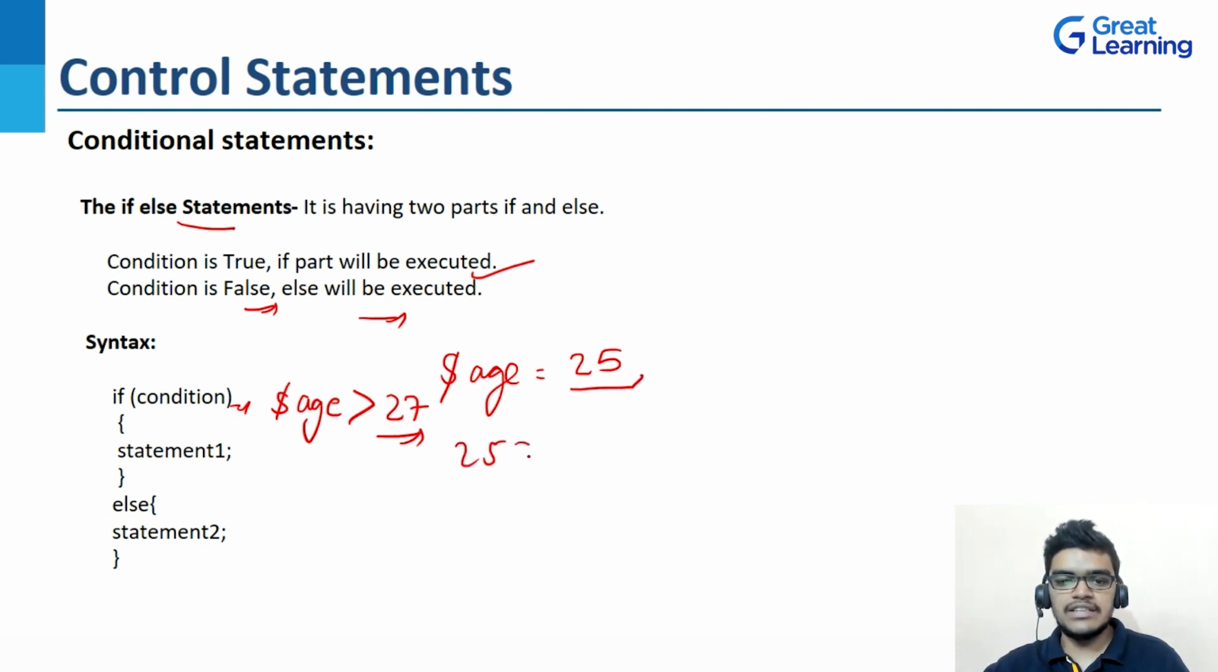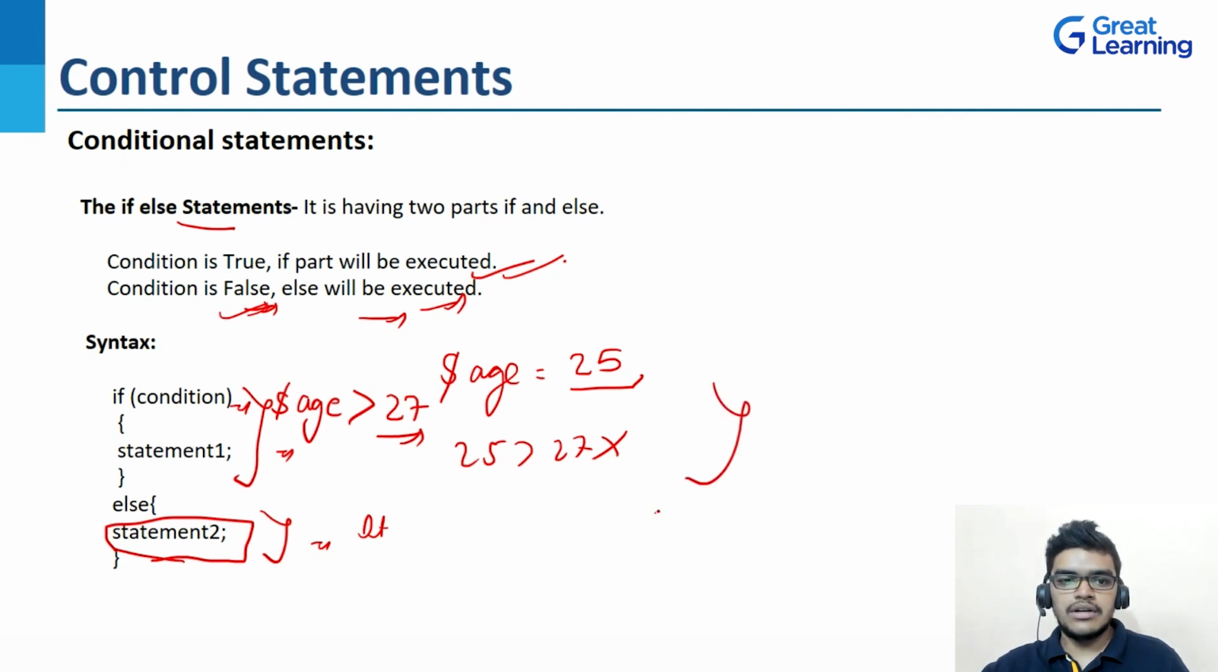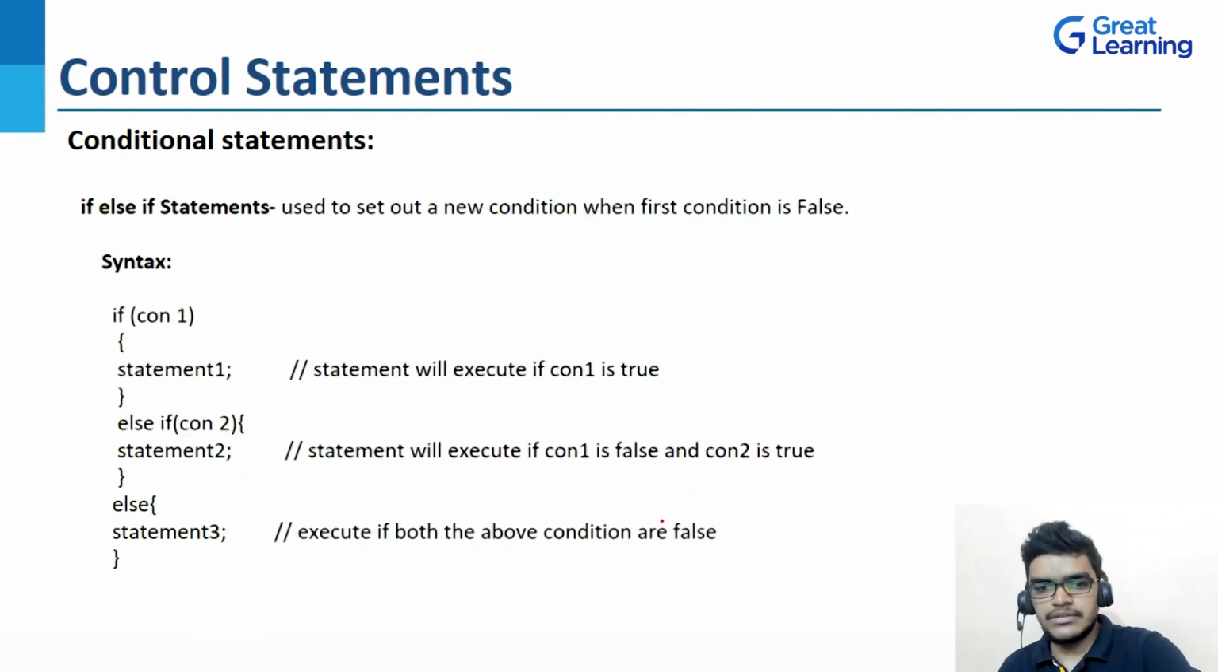So is 25 greater than 27? No. So the if statement will be skipped, and now it will jump to the else statement. So whatever is inside this else statement, it will be executed. So you can see that if the condition is true, the if part will be executed. If the condition is false, else will be executed. So this is about if and else statements.